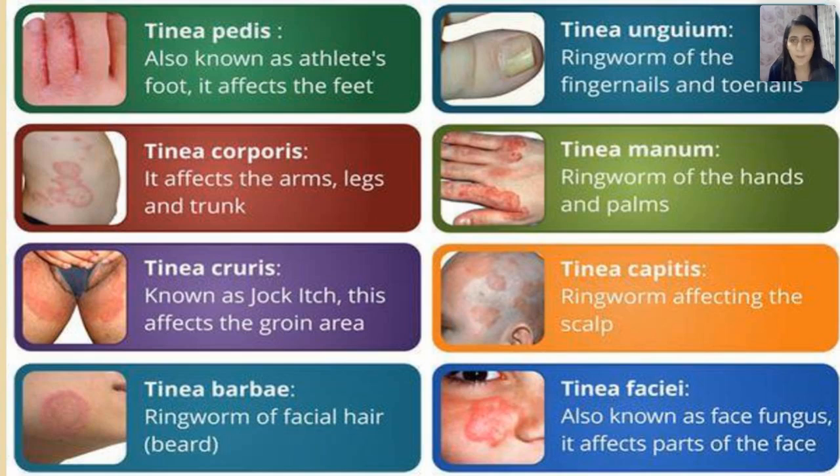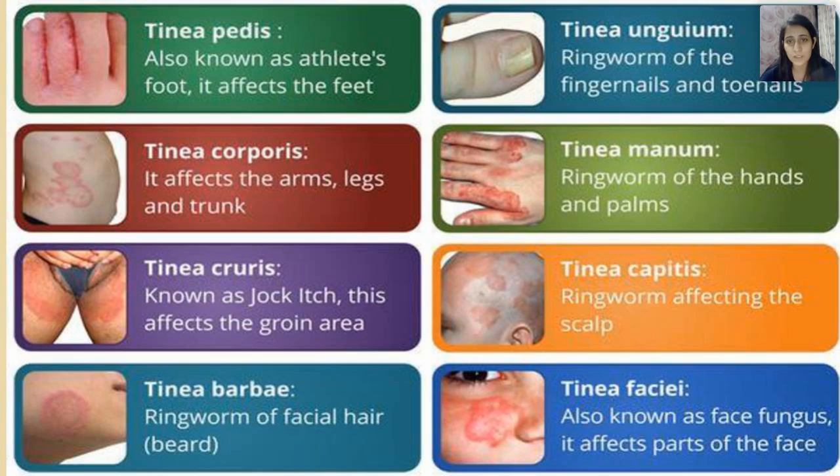Next is tinea barbae, which occurs over the facial hair region, the beard region where the beard occurs. And then the fifth one is tinea unguium. You can see below the nails, the yellowish thing happening. That is ringworm of fingernails or toenails, whether it occurs in the nails of the hands or the nails of the toes.